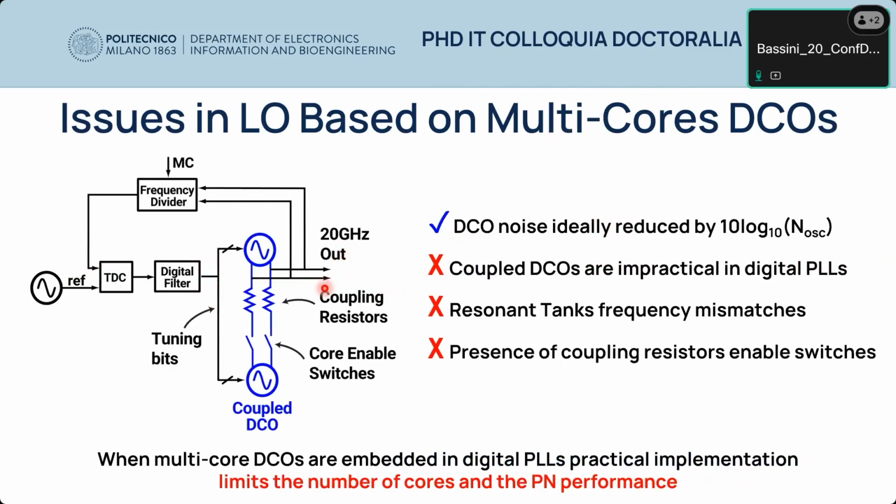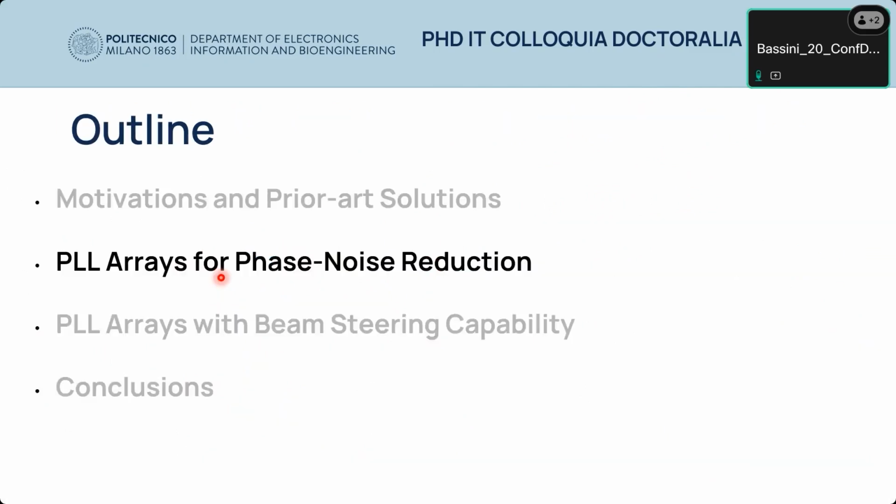At first, the coupling network between the cores produces losses, as well as the resonant frequency mismatch between the tanks causes phase noise degradation. And furthermore, when you implement this in digital PLLs, the large amount of tuning bits required to connect all the cores limits the maximum number of cores that you can employ to 2 or maximum 4. For this reason, in our research, we looked for a different approach.